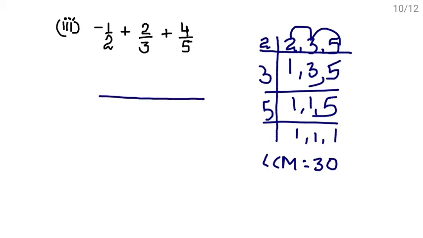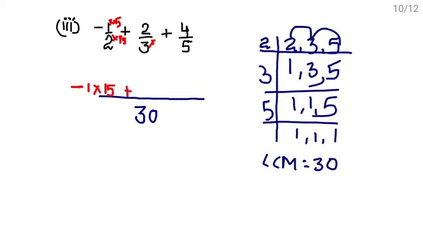Clear? So you will make the denominator 30. To make this 2 into 30, with which number you will multiply it? 15 twos are 30. So multiply this numerator also by 15. Minus 1 multiply 15.